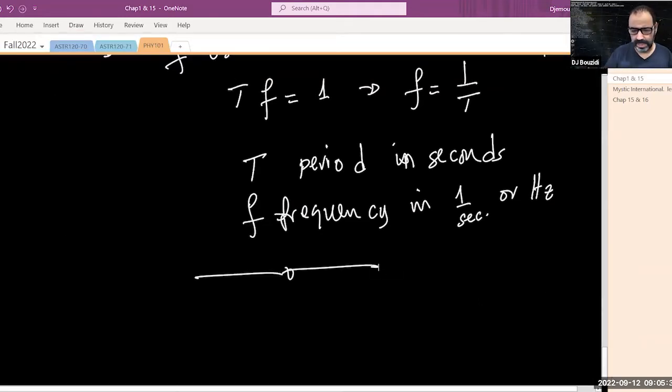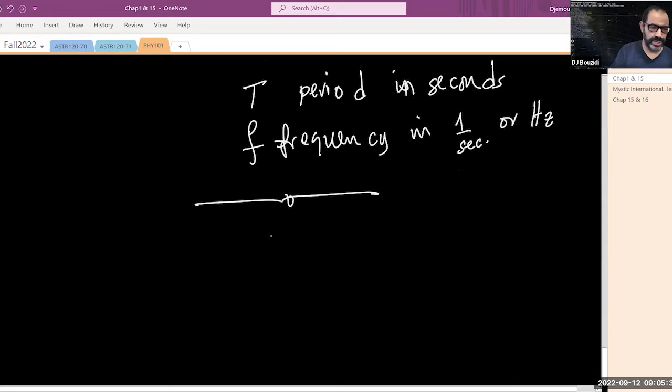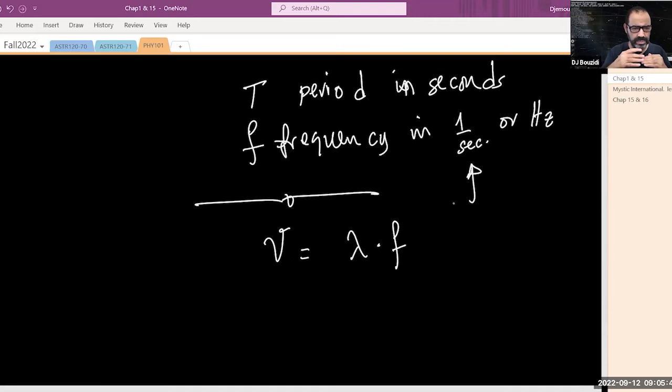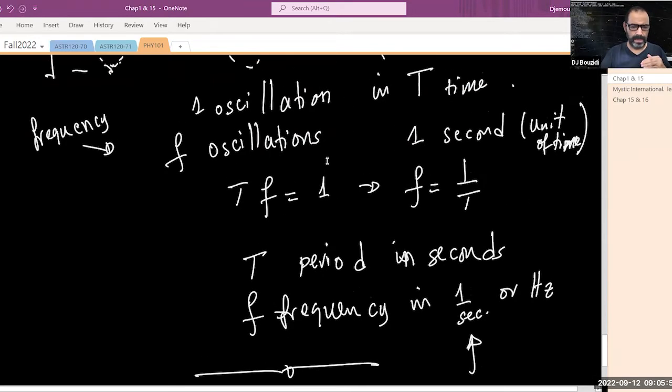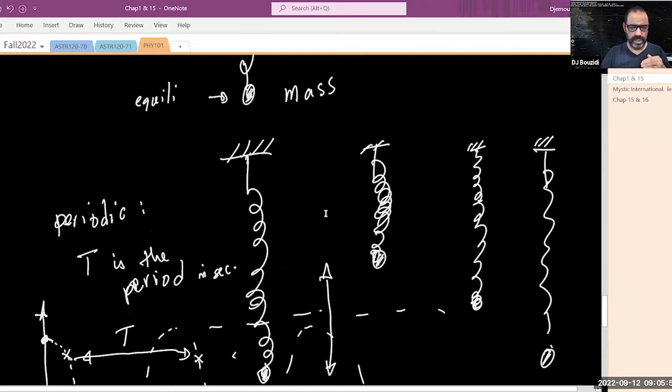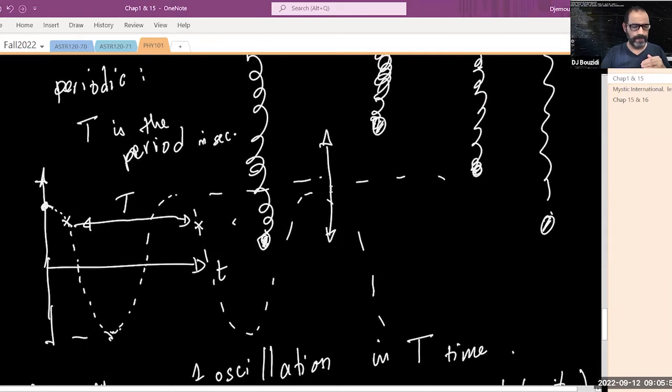So the lab deals with this relationship that we're going to explore. The velocity of the wave is equal to the wavelength times the frequency. We just introduced the frequency for the case of oscillations that we did last time. A frequency is how many times, for the case of the spring, for example, does the spring go up and down per second.